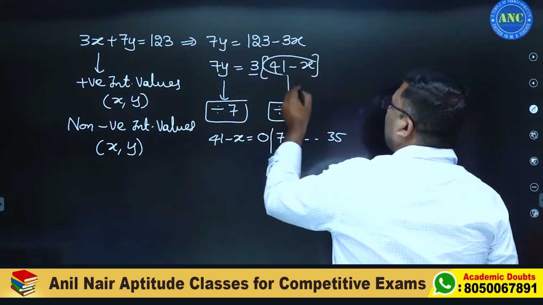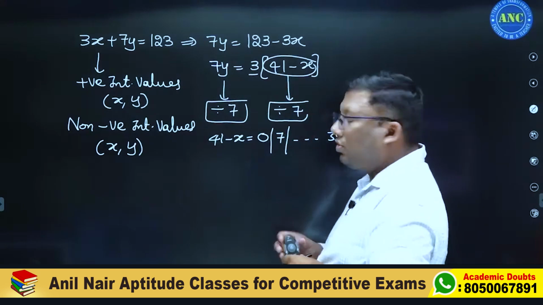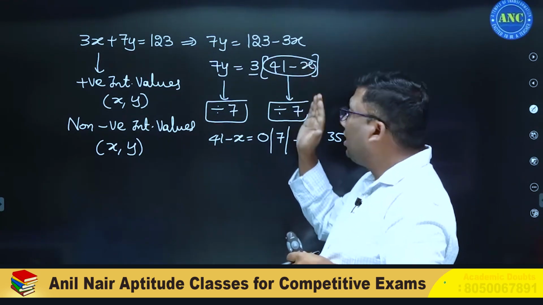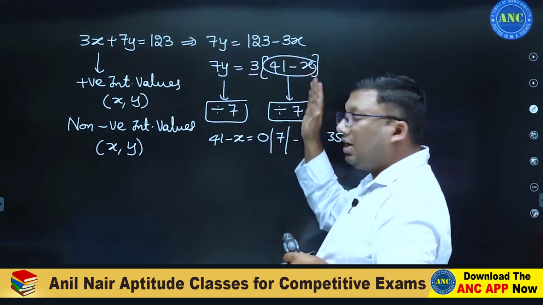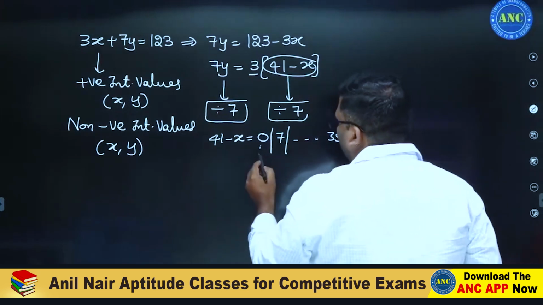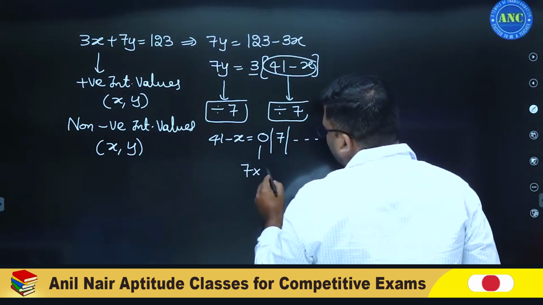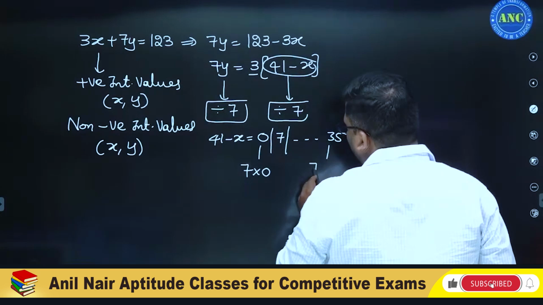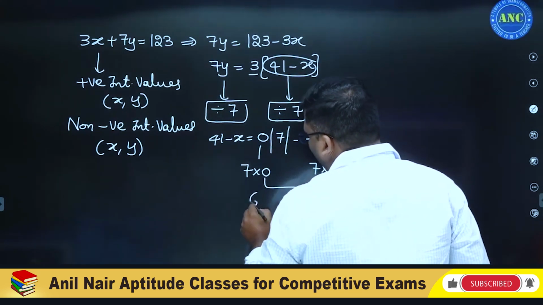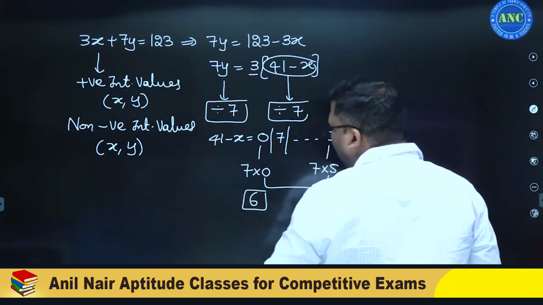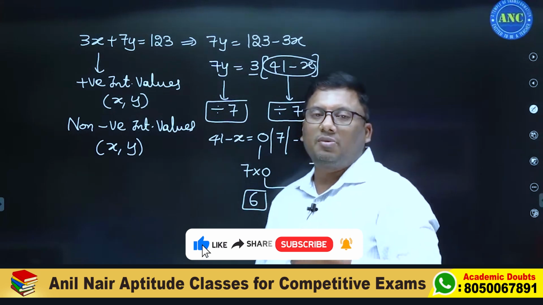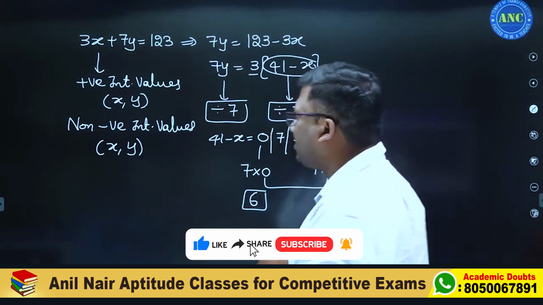41 minus x should be divisible by 7. So it can take 0, 7, 14, 21, 28, 35. That means 7 zeros are 0, up to 7 fives are 35. From 0 to 5, how many cases am I getting? 6 cases.